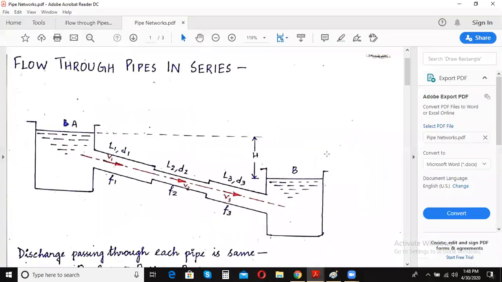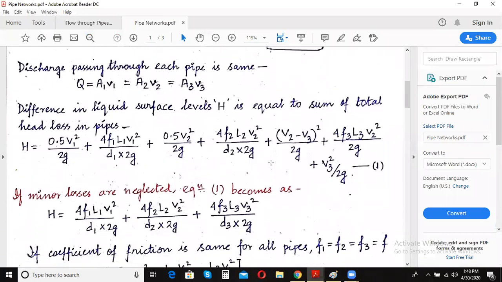So from here we can say that the total head loss capital H is equal to the minor head loss due to the entrance of the pipe. Then we have the major head loss at pipe 1. Then we have the minor head loss when there is a sudden contraction in the pipe. Then we have another major head loss due to friction in the second pipe.